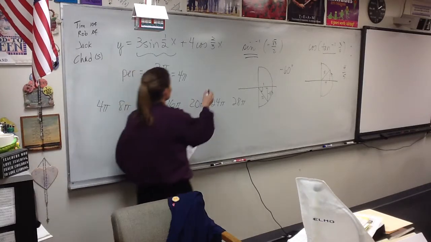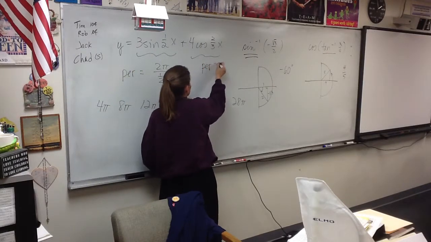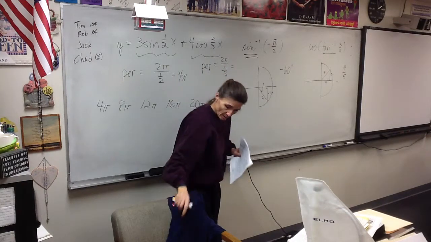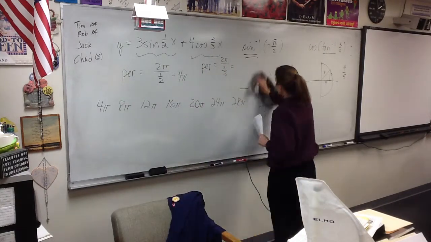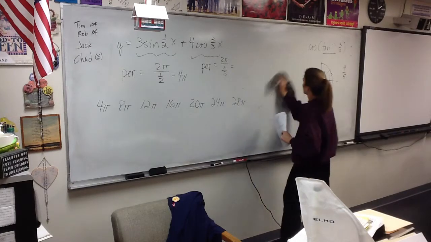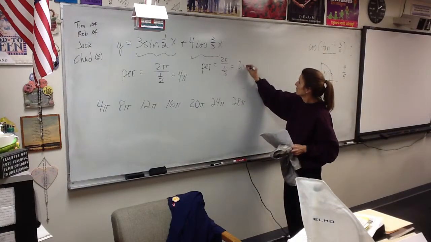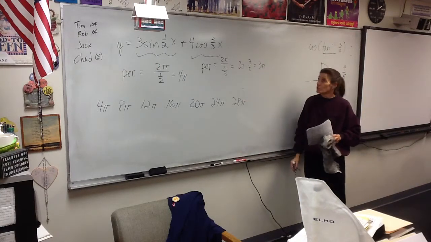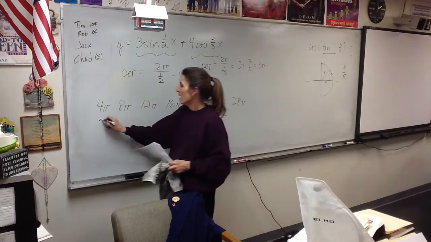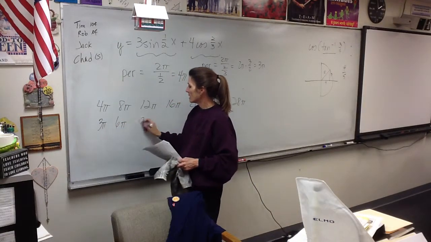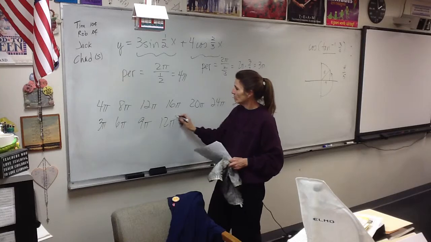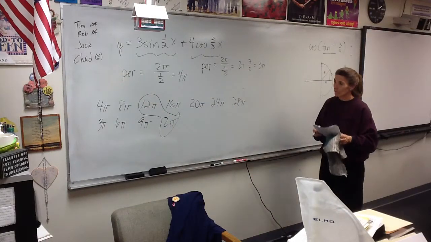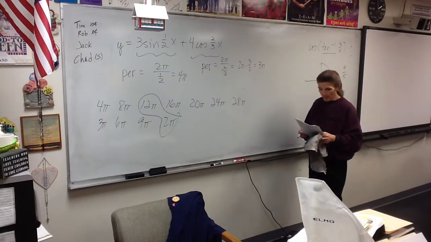What about this one? Its period is 2 pi divided by 2/3, which is 2 pi times 3/2, or 3 pi. So that curve repeats at 3 pi, 6 pi, 9 pi, and 12 pi. There's your answer. The answer to question number 12 is 12 pi.